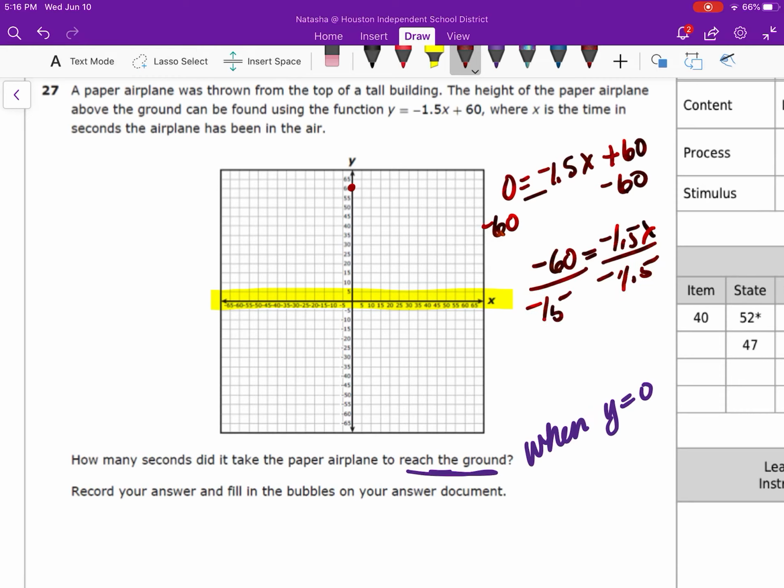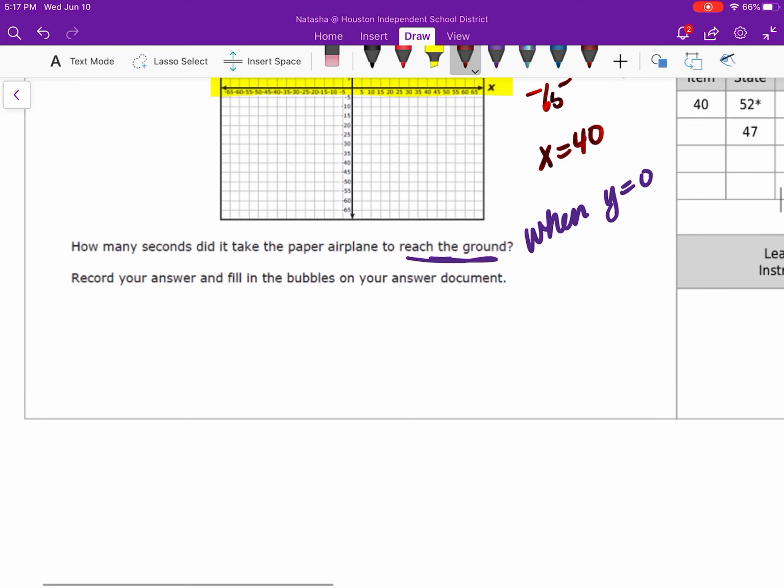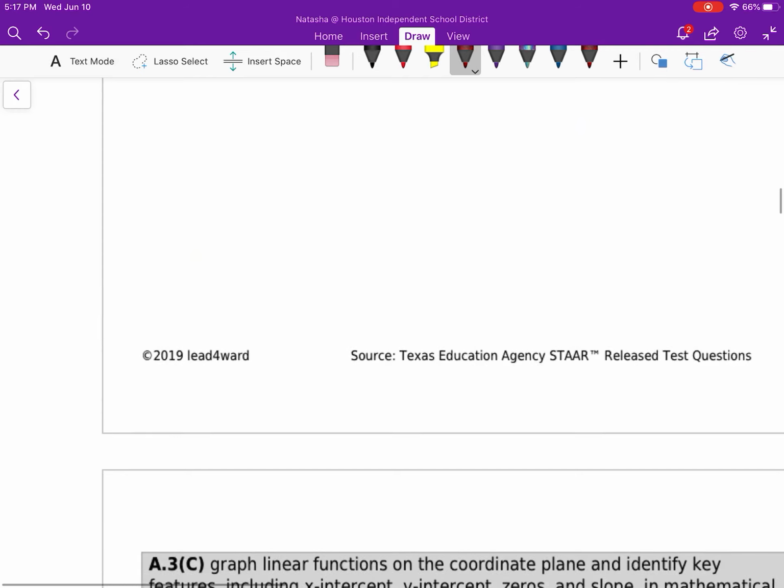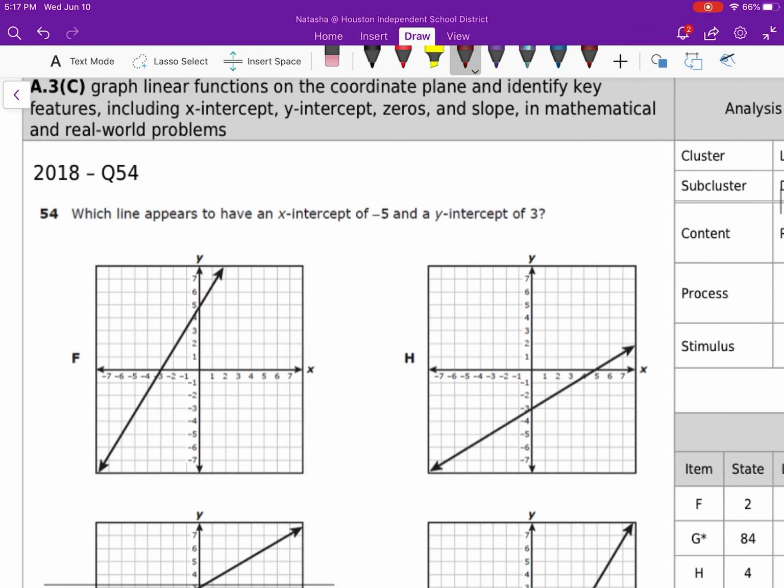Divide by negative 1.5. Now note, we're doing the same relationship that we did when we were finding the zeros of the graph with quadratics. The difference being we don't have a quadratic. X is equal to 40. So the answer here, it'll reach the ground when x is equal to 40. I will start on this question.